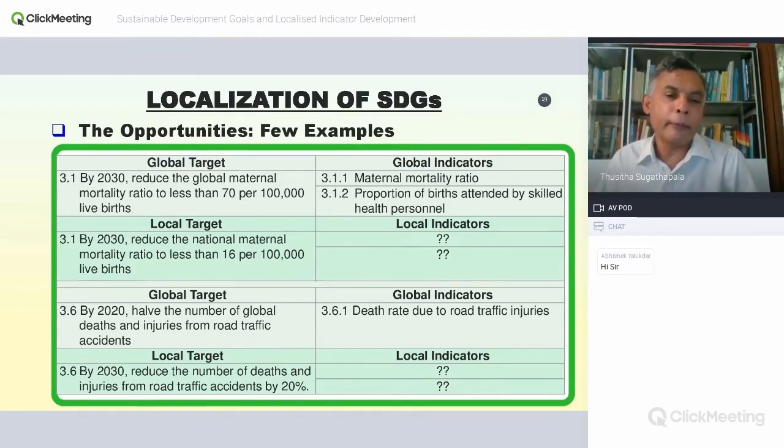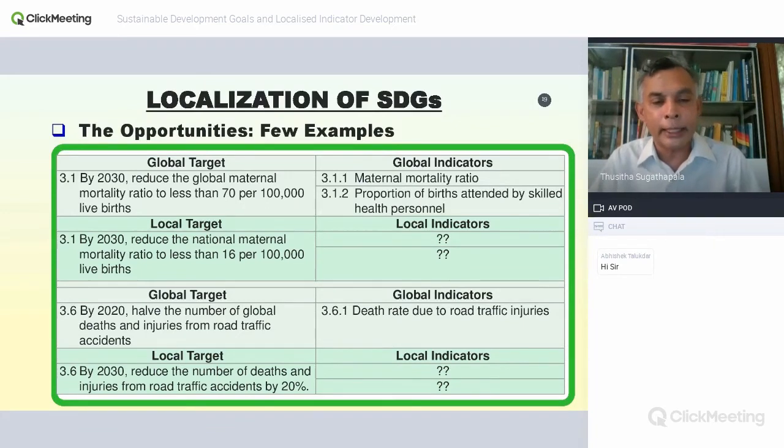Then there are two indicators. In the local context, our health group has changed this by looking at the local context. The present data was available, and they said the target should be more stringent. You can see here, it's less than 16 rather than 70. So rather than just following the global target, we had to look at the local context, using the data of course. Then we set the target based on really possible actions.